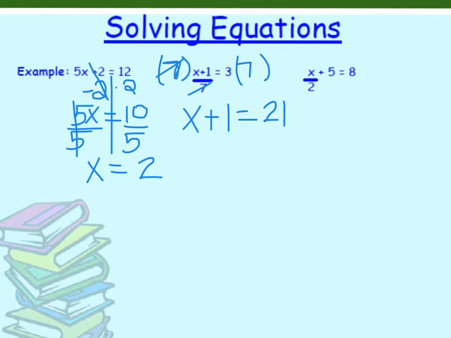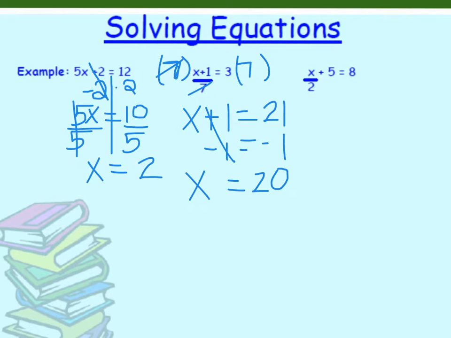which is 21. And x is still not by itself, so we're going to break the party up even further. I see there's an adding of 1, so we're going to subtract 1 from both sides. So I rewrite my x, my 1's cancel out, and 21 minus 1 leaves me with a final answer of 20.